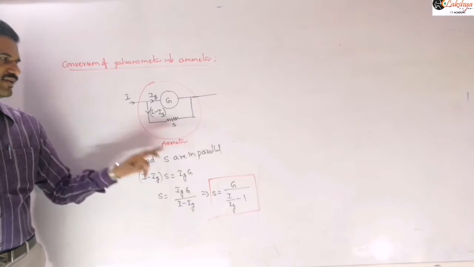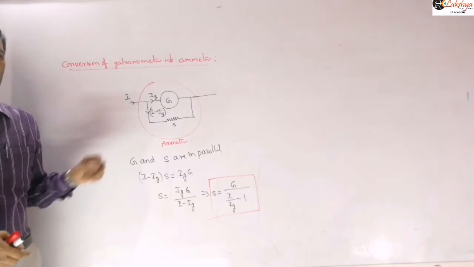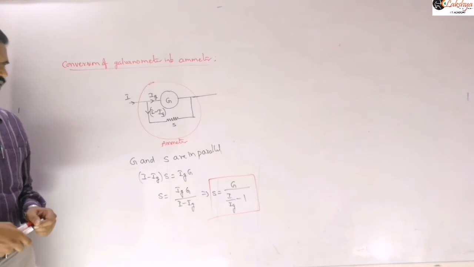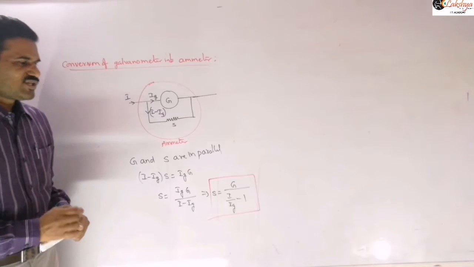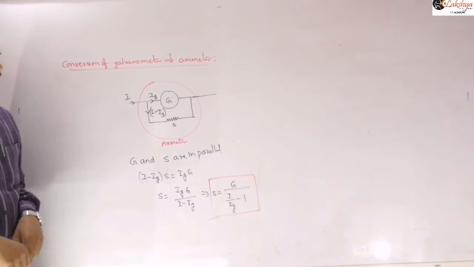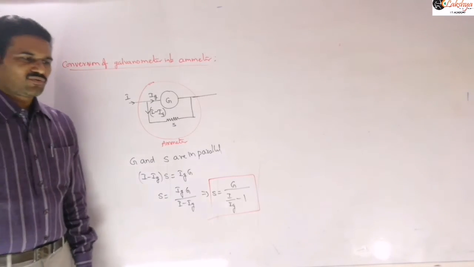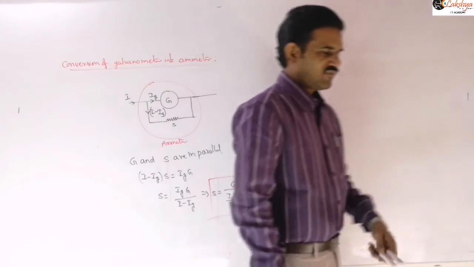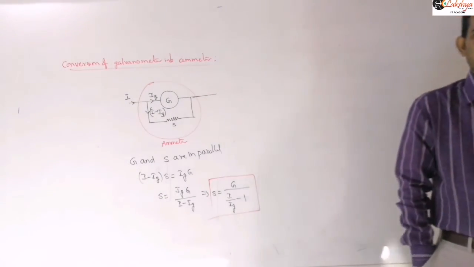So I is the current to be measured, or the required range of the ammeter, and Ig is the full scale deflection current. So we mention that I is the range of the ammeter required. Range of ammeter required is nothing but the maximum current to be measured.